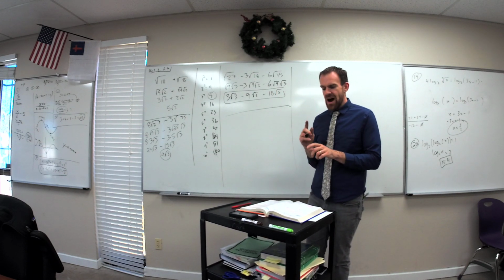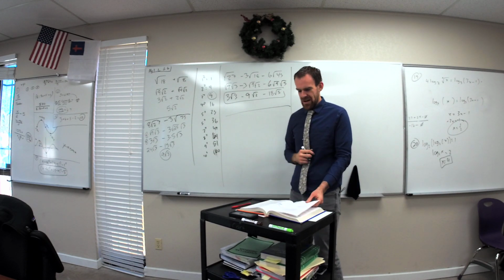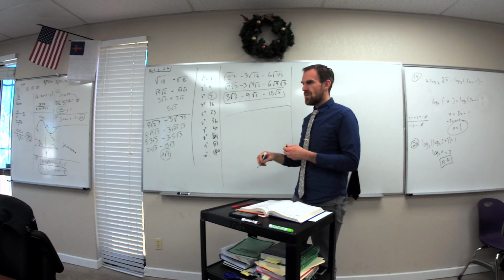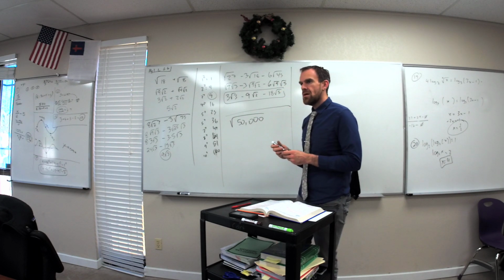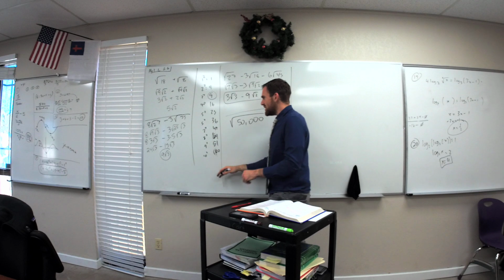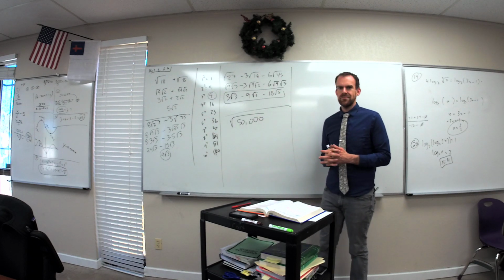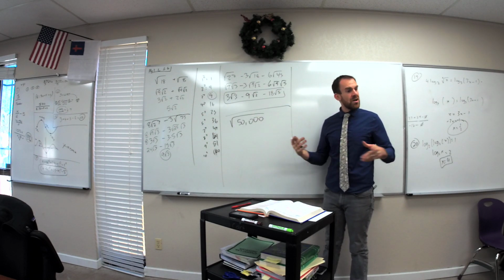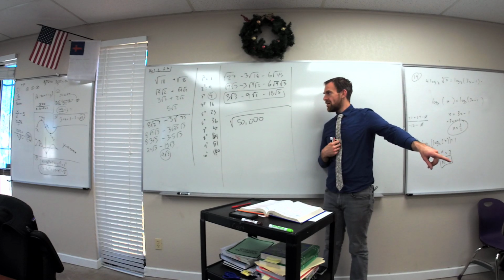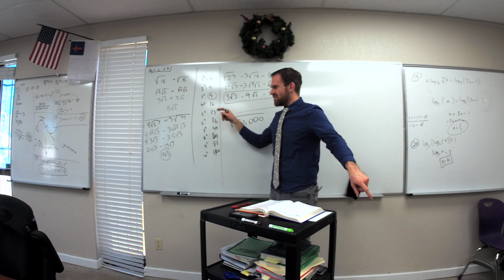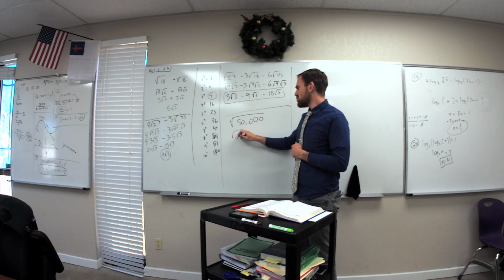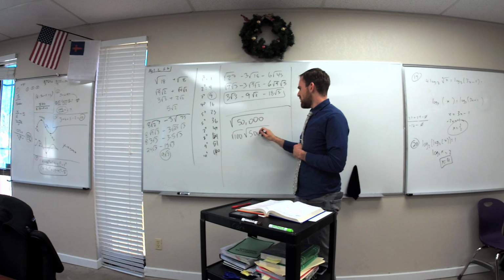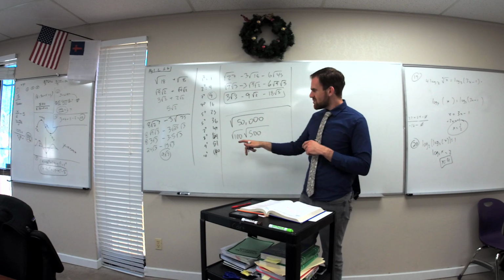Okay, now we are going to kick it up another notch. How would I simplify the square root of 50,000? Step 1, look at your list. Which of these numbers go into it? 100. Good job. That's the square root of 100 times what? Square root of 500. Okay, so the square root of 100 is 10.